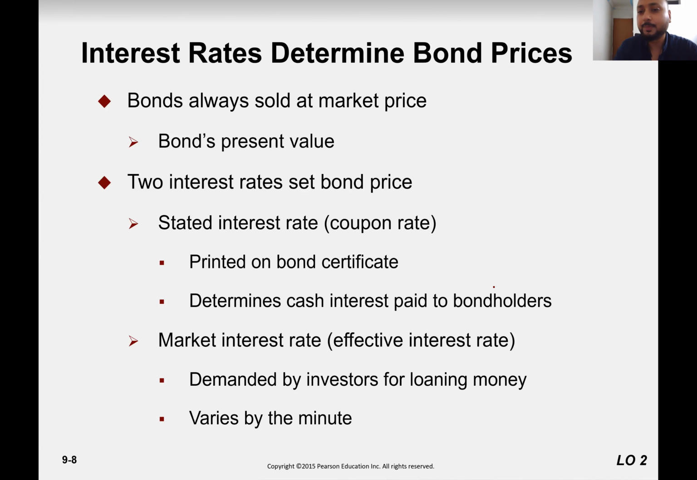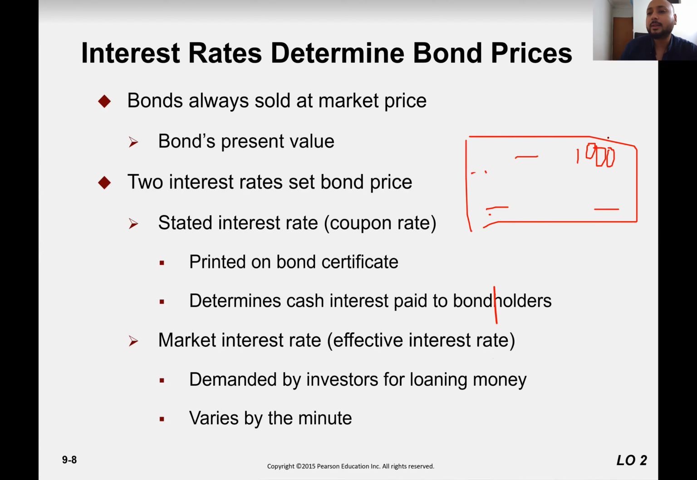So if we issue a bond, it is a certificate on which the maturity value or face value is given, the date is given, the signature, company name, everything is given, right? Interest rate is given. So what is the coupon interest rate or stated interest rate? It is the rate at which you will receive the interest. So there is also a market interest rate.